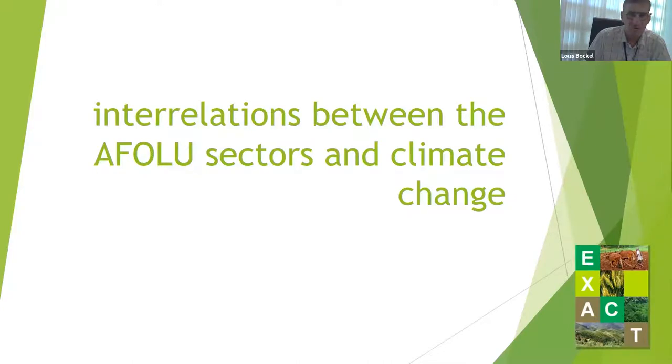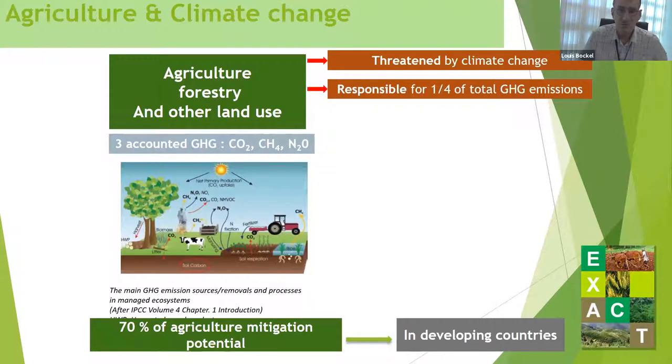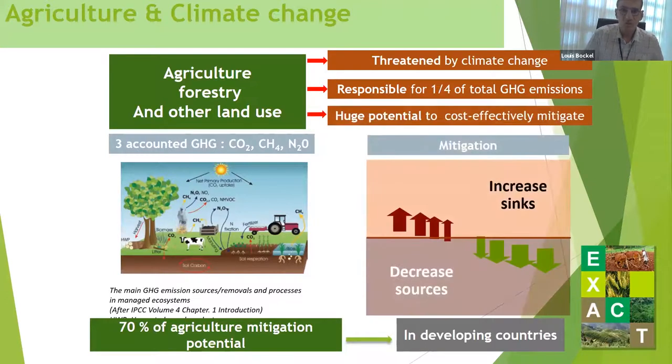So first on interrelation, what we can say for agriculture, forestry, and other land use is for sure it's threatened by climate change. It's responsible for 1/4 of total greenhouse gas emission, and it has a huge potential to cost effectively mitigate. It's concerning three types of greenhouse gas, CO2, methane, and nitrous oxide. Mitigation is concerning both the decrease of greenhouse gas sources and the increase of sinks. And within the agriculture, forestry, and land use change, 70% of agriculture mitigation potential is in developing countries.